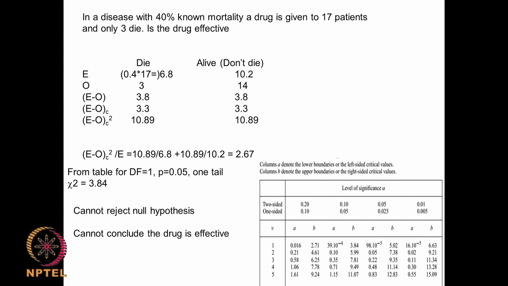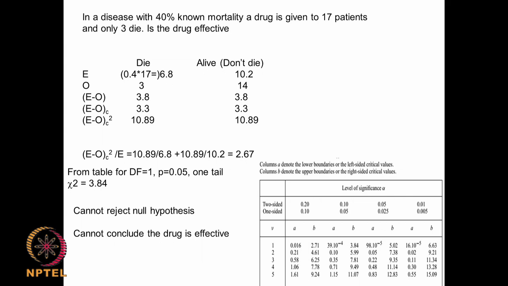Now, this is what you get: 2.67. This is at 1 degree of freedom, because we have 2 states, die and alive. If you look under 1 degree of freedom, for p equal to 0.05 for a one sided test, we get the table chi-square as 3.84. Now, your statistic is 2.67 and the table value is 3.84, so you cannot reject the null hypothesis. So, we cannot conclude the drug is effective.